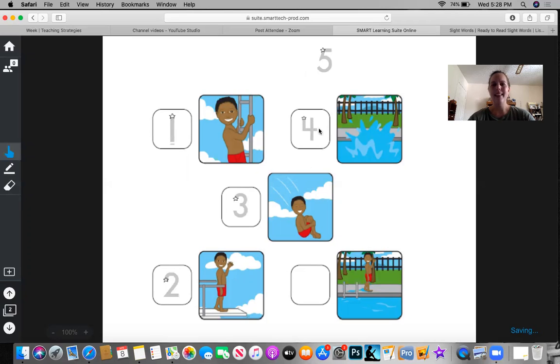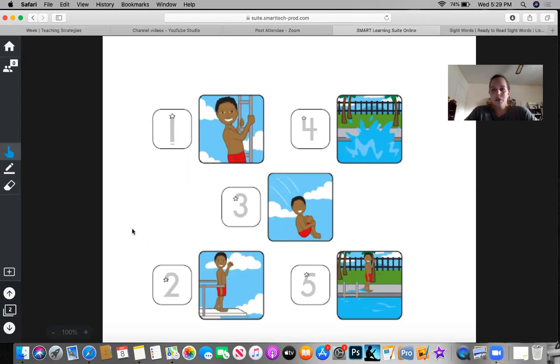Fourth, the splash. He just went into the water after jumping. Fourth, so let's say it together. First, second, third, fourth, and last but not least, all done. Well done jumping off the diving board there. This picture represents the fifth picture. So one last time. First, second, third, fourth, fifth.